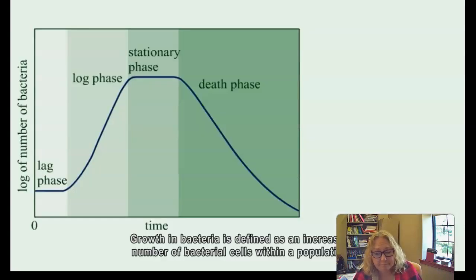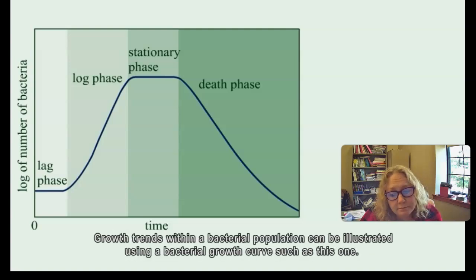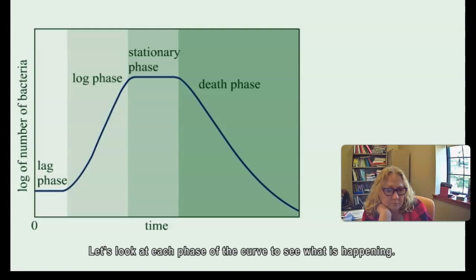Bacterial growth is defined as an increase in the number of bacterial cells within a population. Growth trends within a bacterial population can be illustrated using a bacterial growth curve, such as this one. Growth occurs in 4 phases: lag, log, stationary, and death. Let's look at each phase of the curve to see what's happening.